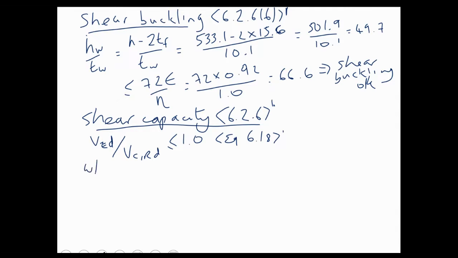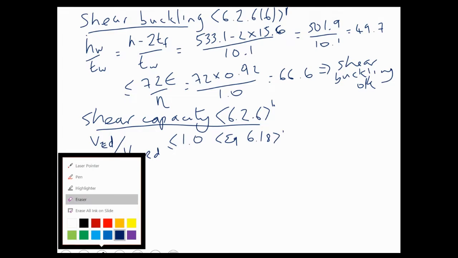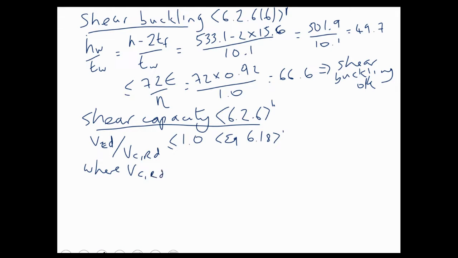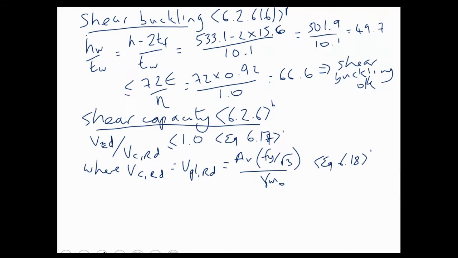And where Vc,Rd is equal to the plastic design resistance in shear, which we said is equal to the shear area times the shear strength, which is fy divided by the square root of 3, all divided by the material factor of safety. That first equation is 6.17, and this equation is 6.18.